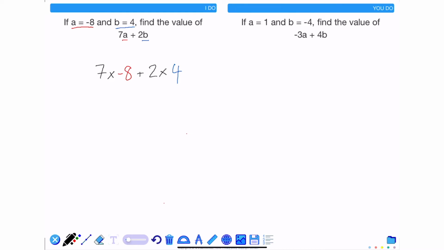7 times -8 is -56. 2 times 4 is 8, and we're still adding them together. -56 add 8 is -48. Pause the video here and have a go at the question on the right hand side. When you're ready for the answer, press play.